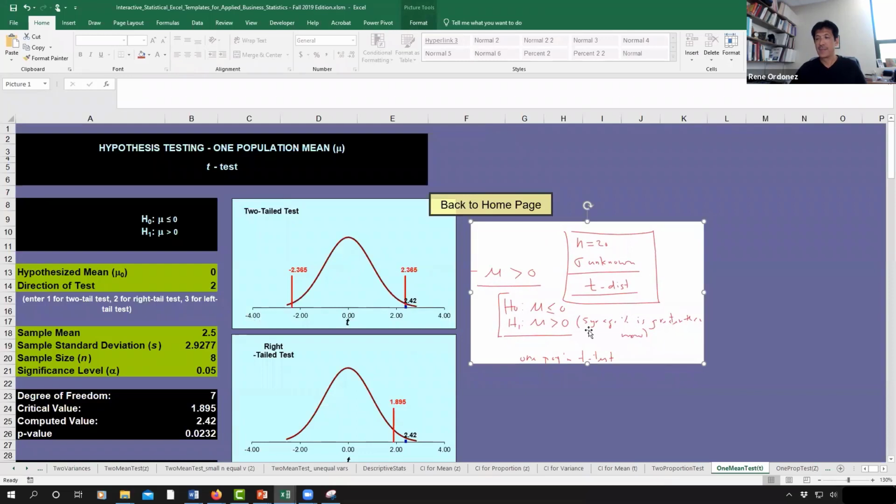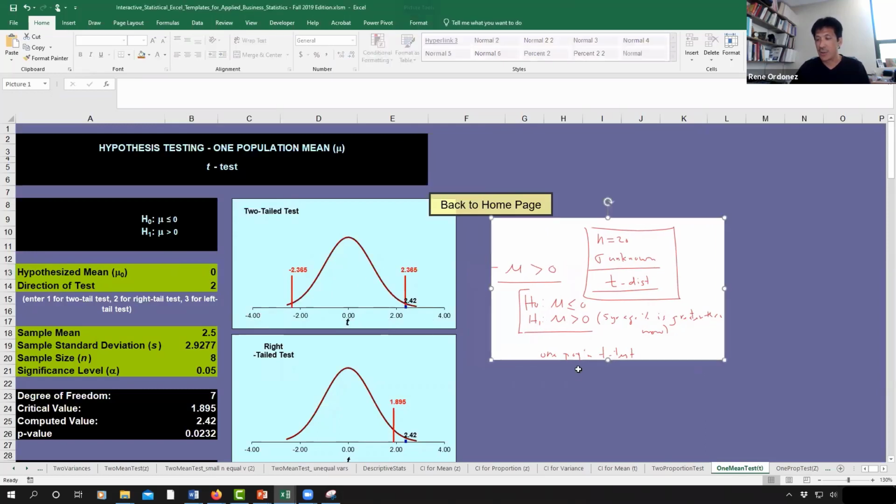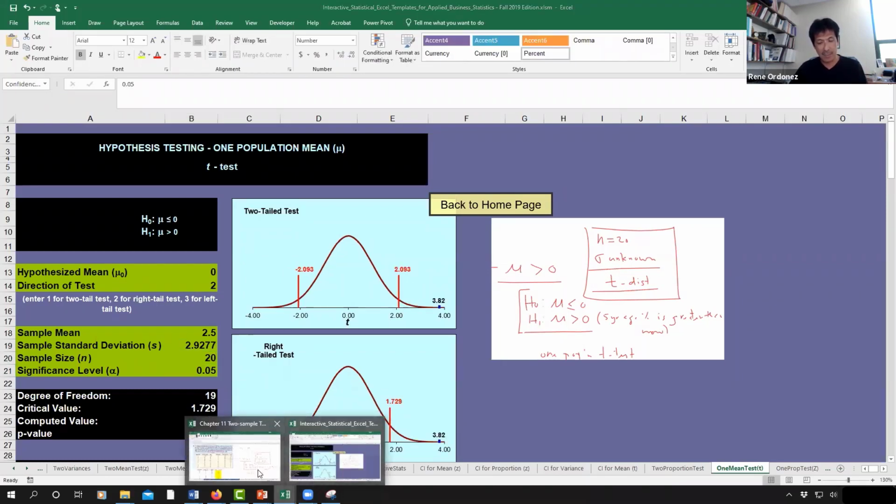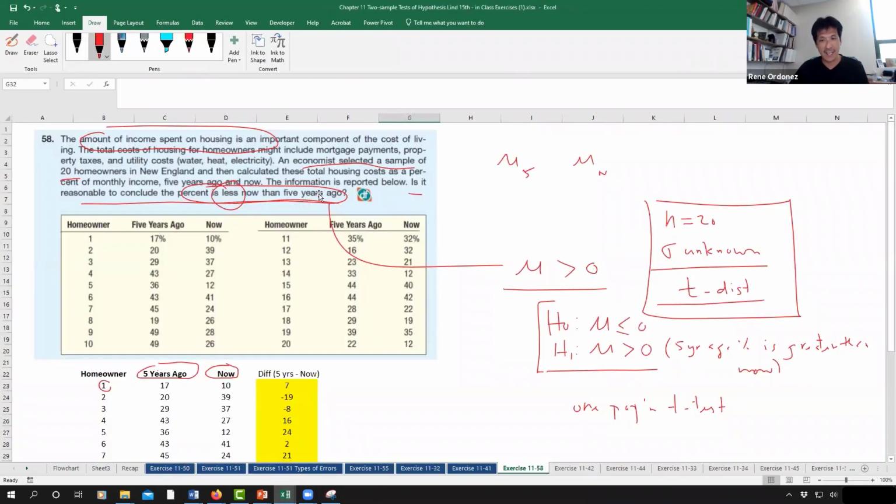All right. So what kind of information do we need? First of all, the hypothesized mean difference is set at 0, so that would be the number there. And then the direction of test is greater than. So that's good. We need to compute the sample mean. We need to compute the standard deviation. We know what the sample size is. That's 20. And then the significance level, I believe it is not stated, right?